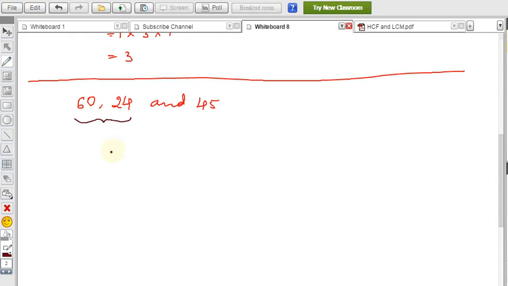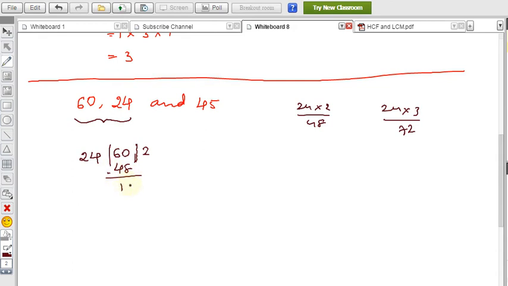Take the bigger number in the middle and divide by the smaller number. If they give 3 numbers, you should take only 2 first. Here I am taking 60 and 24. That is 24 table: 24 into 2 is 48, 24 into 3 is 72, which is more than that. Therefore 24 2s are 48. Then subtraction gives 12.